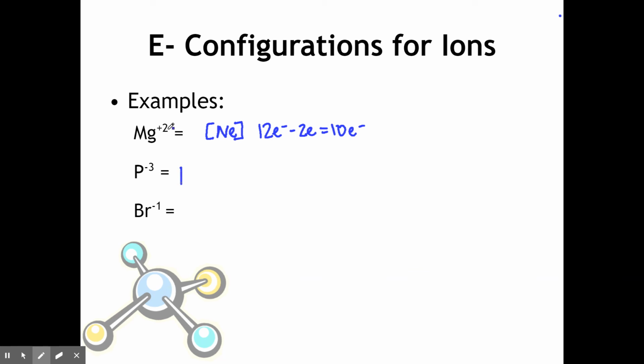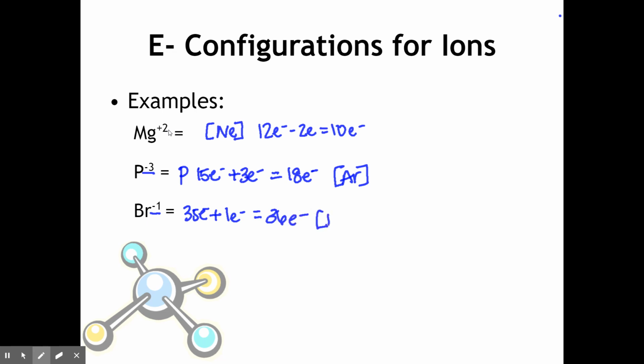For phosphorus, phosphorus has 15 electrons. We are going to add 3 electrons because we do the opposite. 15 plus 3 is 18 electrons. If you look on the periodic table, that is equal to argon. Finally, we have bromine, who has 35 electrons. We are going to add 1 electron. 35 and 1 is 36, which makes it equal to now krypton.